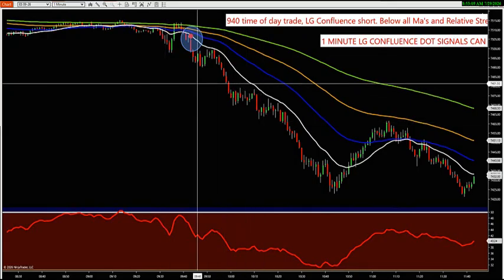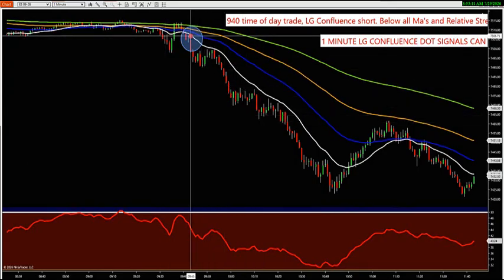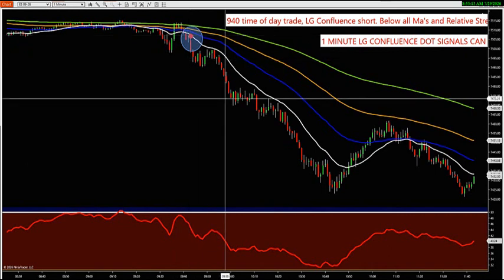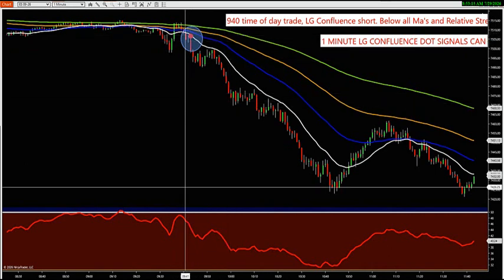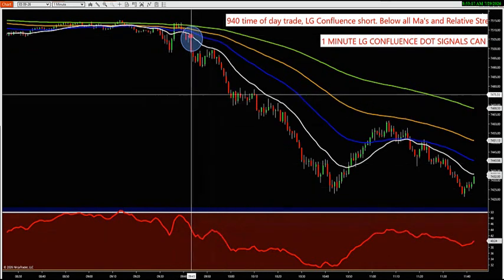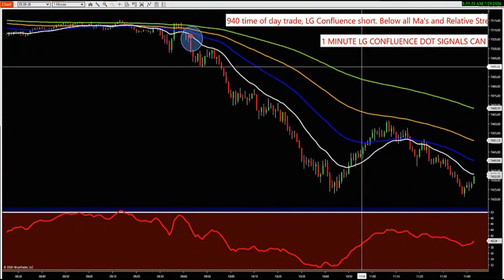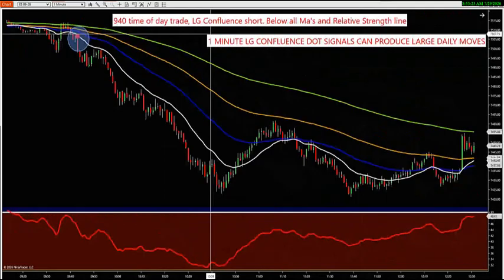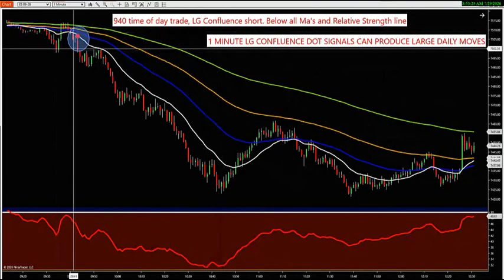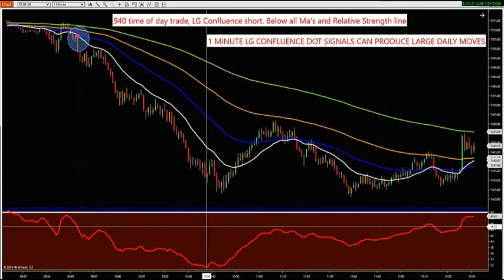This is a standard 1 minute. But you notice a couple things. It's hugging the 20. It's not away from the 20 when the dot fires, and relative strength is weak. Same thing that happened today on today's trading dot. So that just happened a couple of days ago. That's a 9:40 time of day trade, confluent short. They don't repaint, nice short.